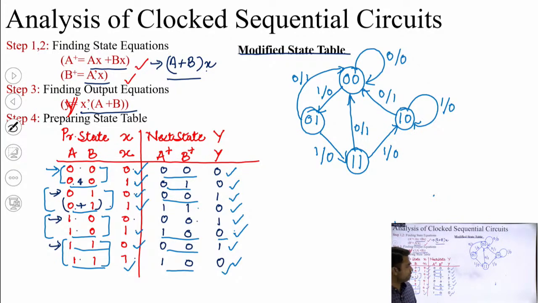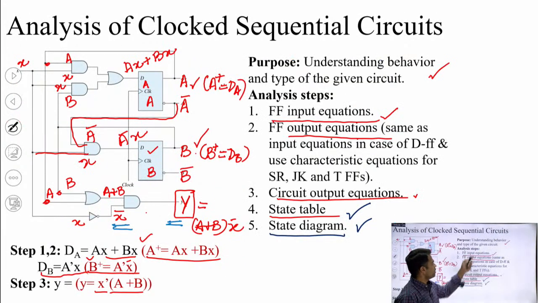So what we have covered is we have written the input equations, then the circuit output equations, then the state table, then the state diagram. So these are the steps. Jitendra has replied, so I think I can proceed further. If there is any query, you can type in the chat box. So this is analysis of clocked sequential circuit.